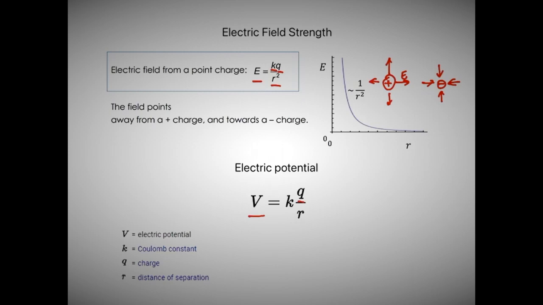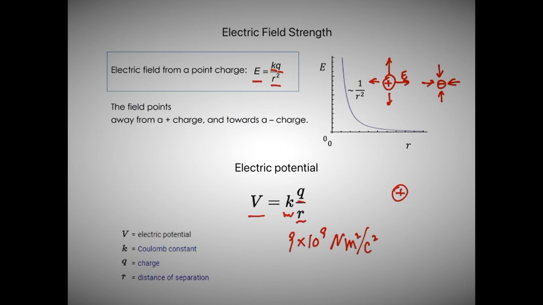To calculate the electric potential, we need K, the Coulomb constant, which is 9 times 10 to the 9th Newton meter squared per Coulomb squared. Q is the central charge that creates the potential, and r is the distance from the charge.